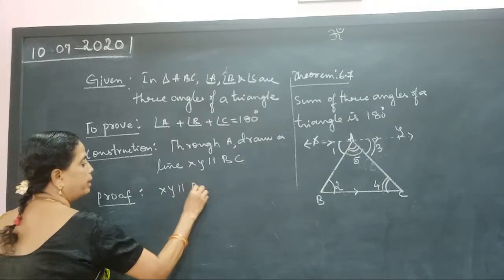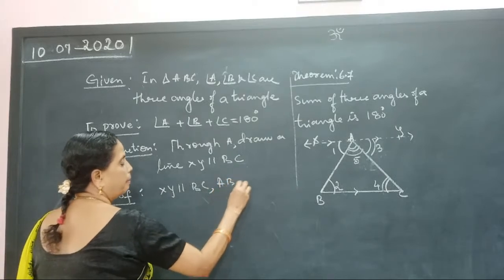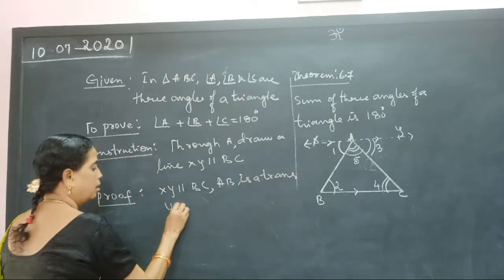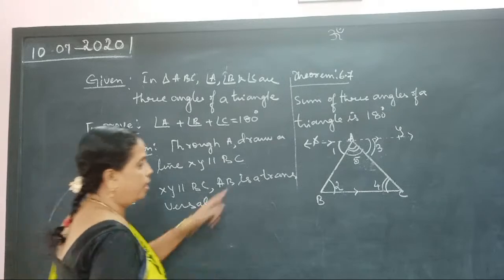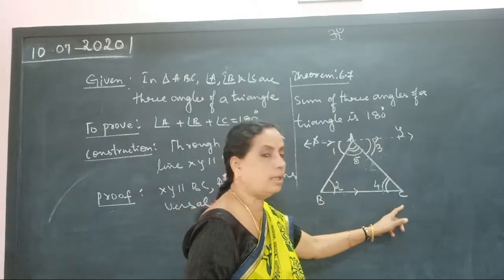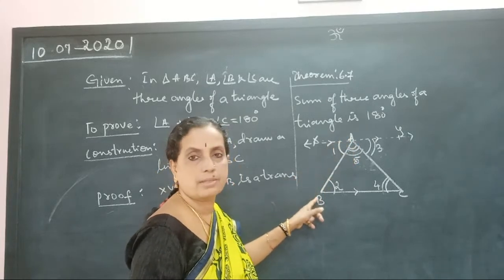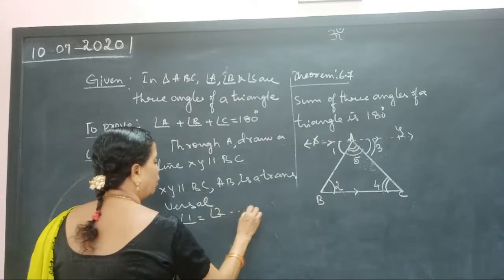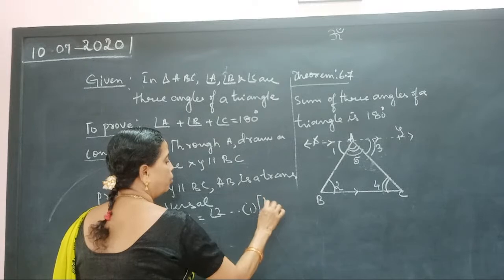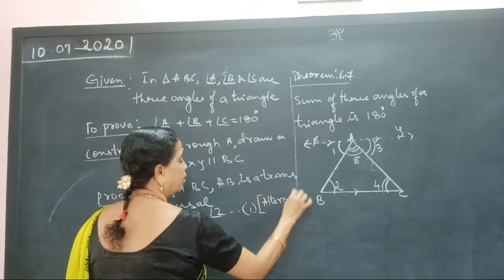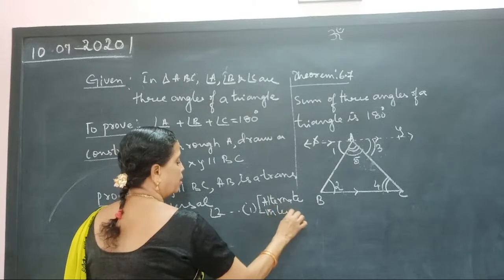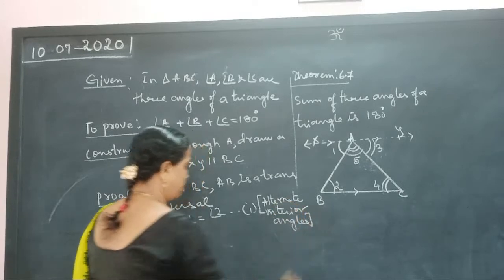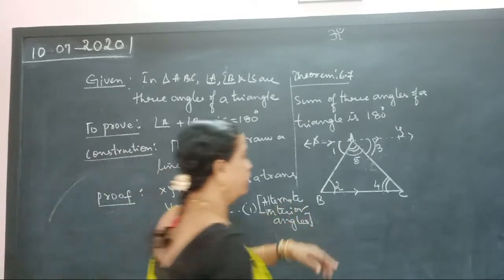XY parallel to BC, AB is a transversal. Is it clear? Therefore, angle 1 equals angle 2, result 1. In the bracket you write the reason: alternate interior angles. Okay, I'll continue here.